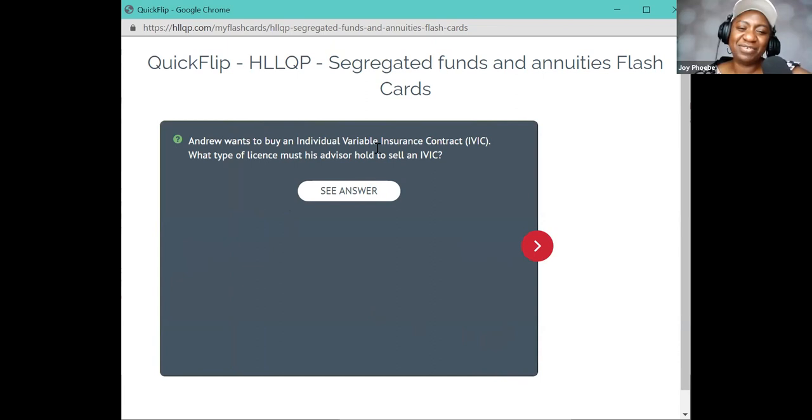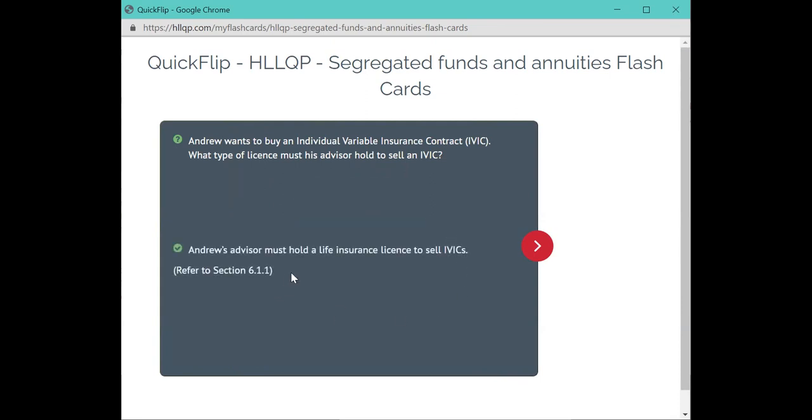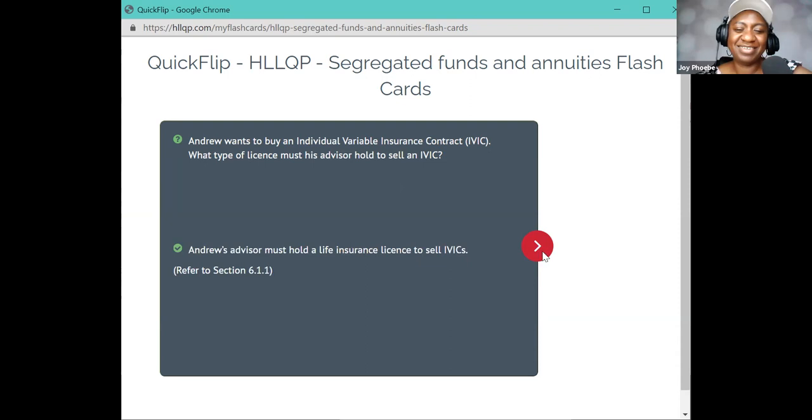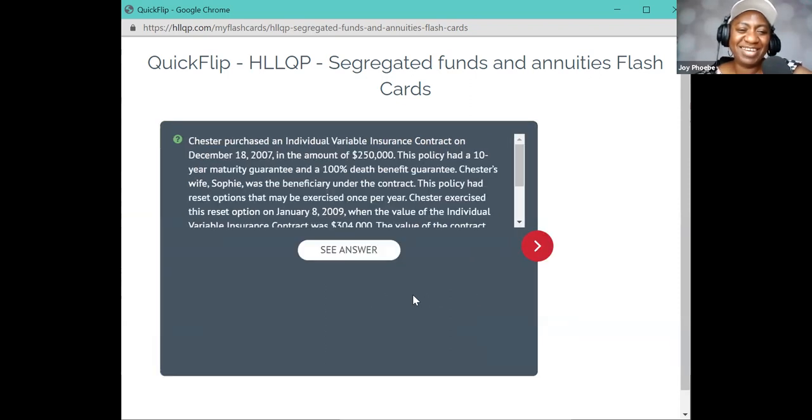Andrew wants to buy an individual variable insurance contract. What type of license must his advisor hold to sell an IVIC? Life insurance license.